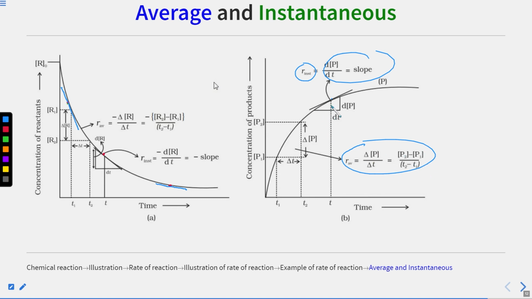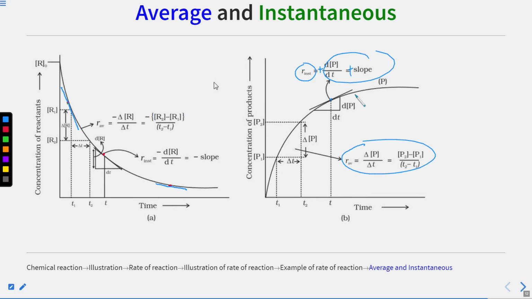Here also for instantaneous rate, suppose you have to calculate it at this point. We have just drawn a tangent here, and then we have calculated the slope of it, so that we can get the instantaneous rate of reaction along with a positive sign. So this is the difference between average and instantaneous rate of reaction.